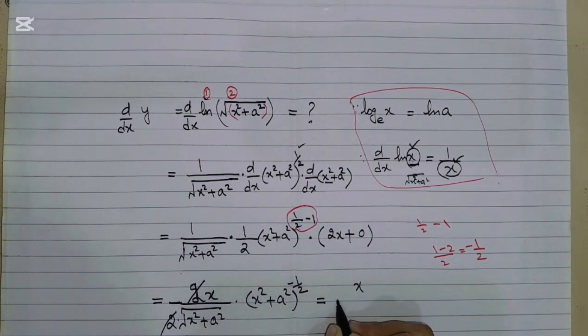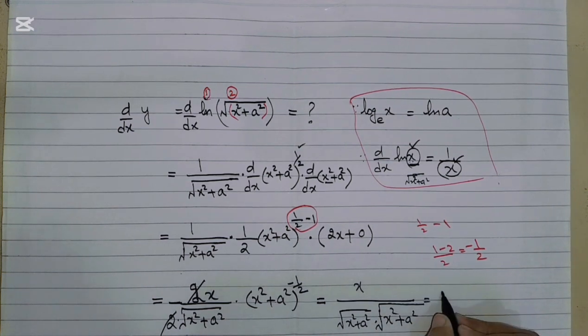This becomes x over x square plus a square into x square plus a square to the power 1 by 2, and this becomes x over x square plus a square, since 1 by 2 plus 1 by 2 is 1. This is x over x square plus a square. This is its derivative.